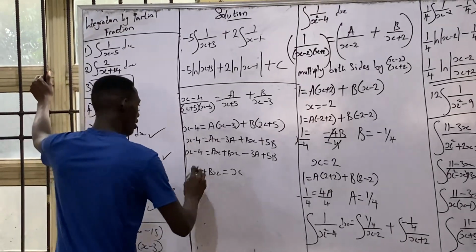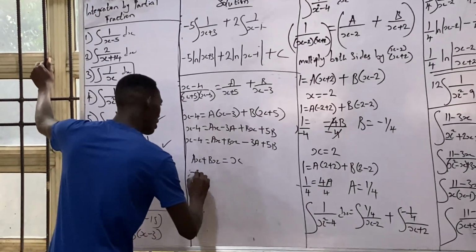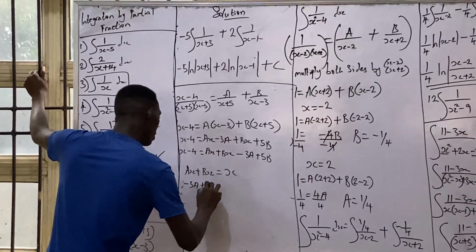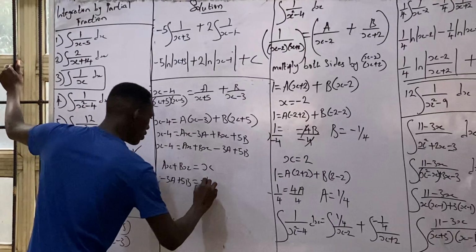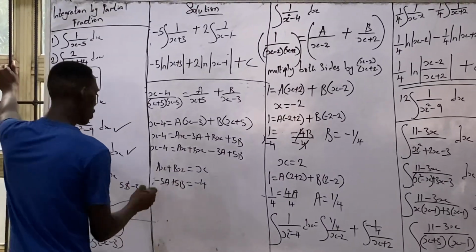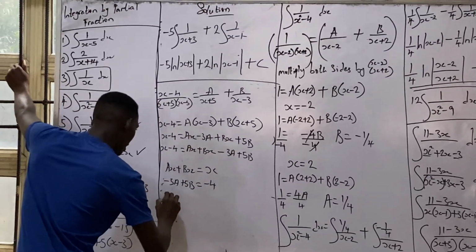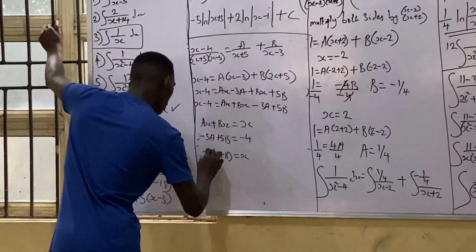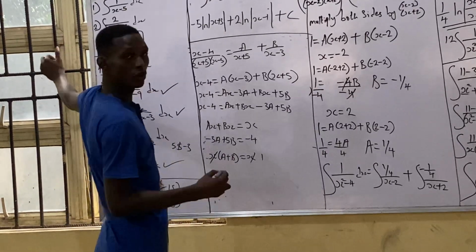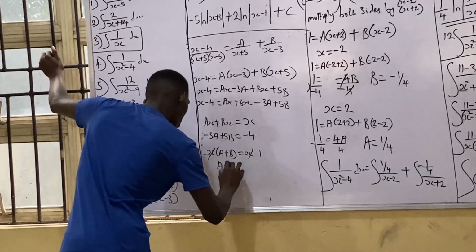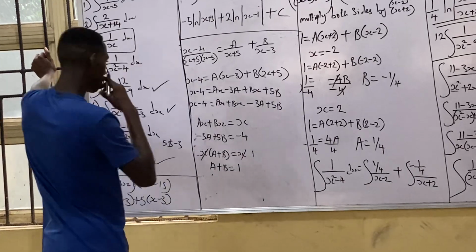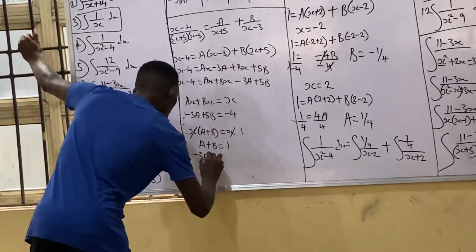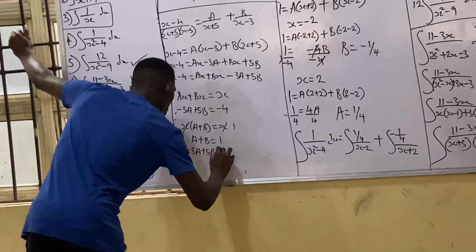By doing that, let's take the other one. That's minus 3A plus 5B equals minus 4. Now, if you factorize this, x is common. We can rewrite this as x in bracket (A plus B) close bracket equals x. So this will cancel x, and A plus B equals 1. Now, for this other part, let's just rewrite it the way it is. Minus 3A plus 5B equals minus 4.